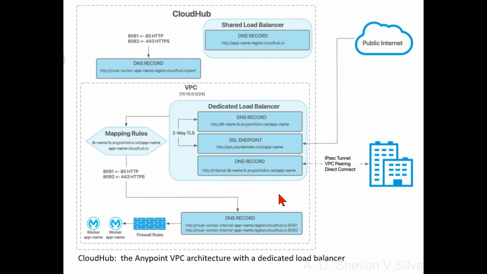This graphic shows the Anypoint VPC architecture with the dedicated load balancer. The CloudHub dedicated load balancer is assigned to a particular Anypoint VPC. The dedicated load balancer then routes the traffic to that particular Anypoint VPC within the particular service region of the VPC.